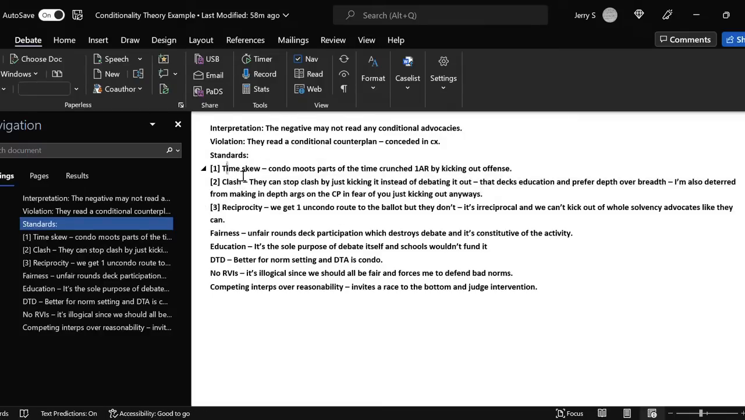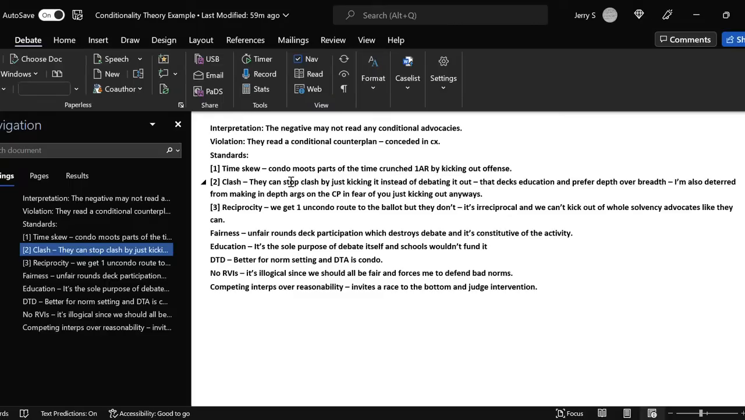Next are the standards. You can see we have 3 standards. First is the time skew standard. Conditionality moots parts of the time crunch to 1AR by having the negative kick out of offense, basically saying that they create some kind of time skew because they're able to kick out of offense that we spend a lot of time on. Next is clash, which is the second standard, talking about how they can just stop clash by kicking it out instead of debating it.